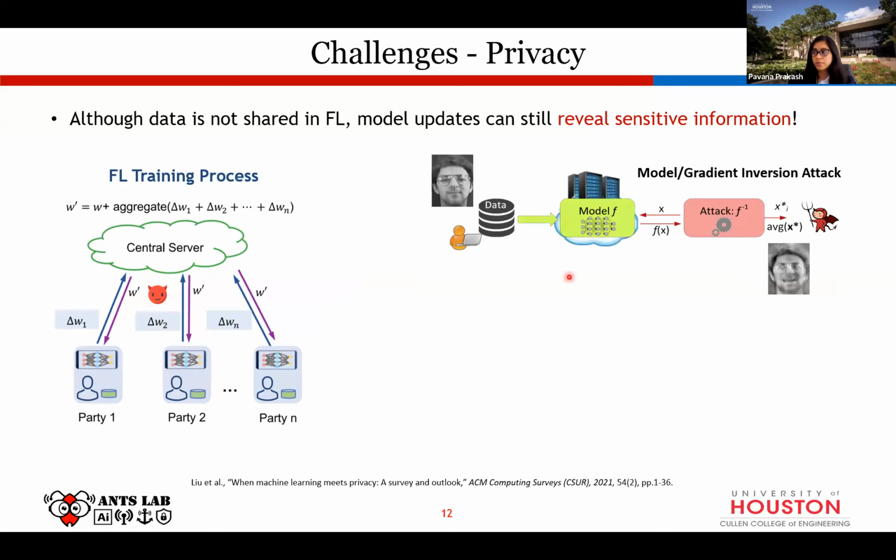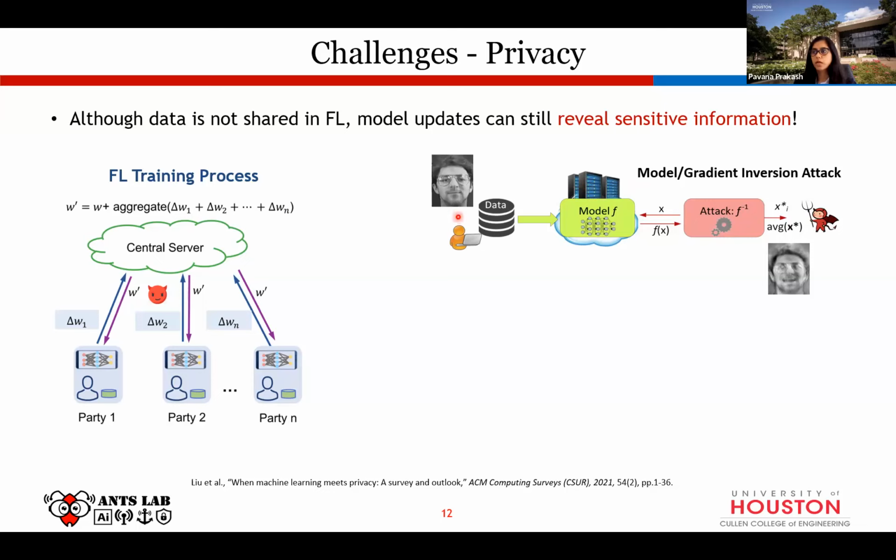One example is that they can perform a gradient inversion or model inversion attack, where an adversary with some access to a machine learning system, for example machine learning as a service or some other model, can do reverse engineering attacks on it and try to recreate the data.